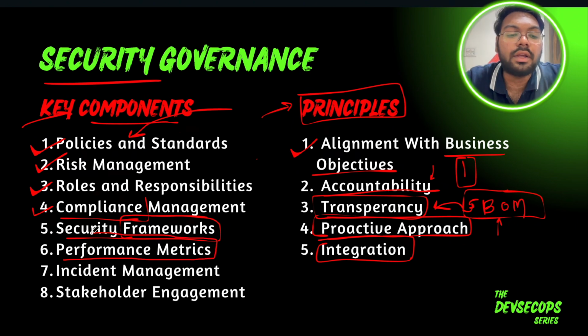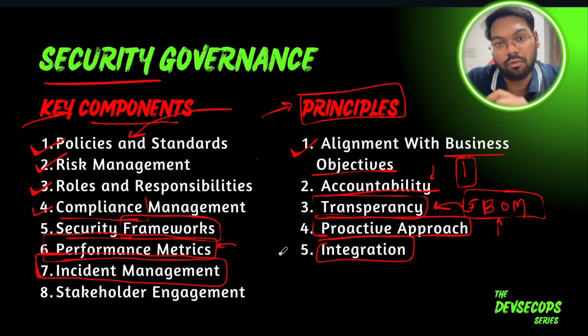How well your application is working, what the latency is, what the security score of your application is. These kinds of performance metrics are also considered. So something called KPIs, key performance indicators, is what you can think about in terms of this. Then incident management. Let's say someone attacked you, that is an incident. Now how do you handle it? That is part of incident management.